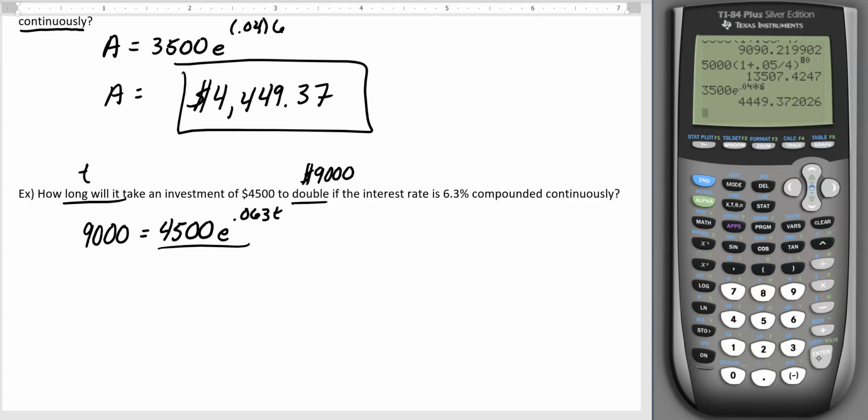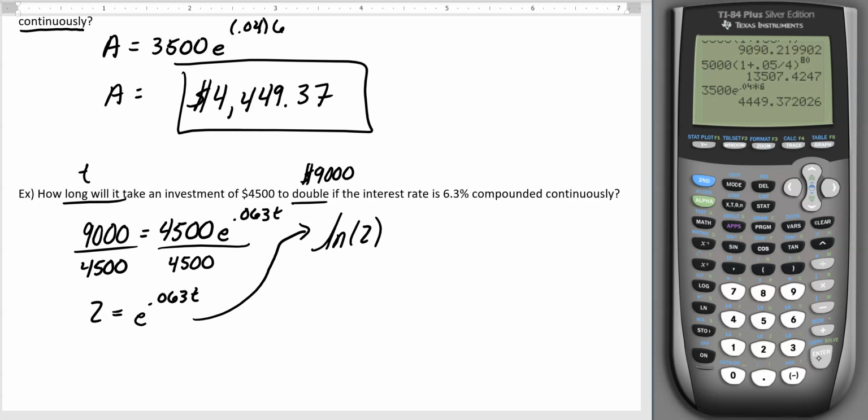So I'm going to solve for t here. I'm going to have to use a logarithm to do that. But first, I need to get my base all by itself. So I'll divide by 4,500. I'll get 2 equals e to the 0.063 t. And from here, I can create my natural log of 2 equals 0.063 t. Divide by 0.063 to get t all by itself.